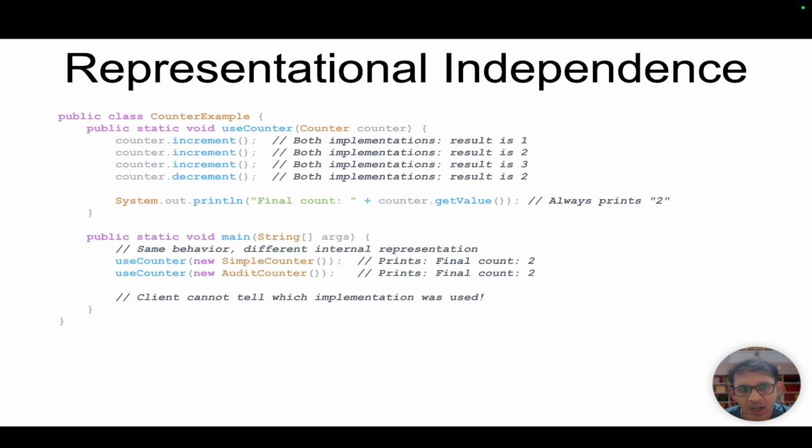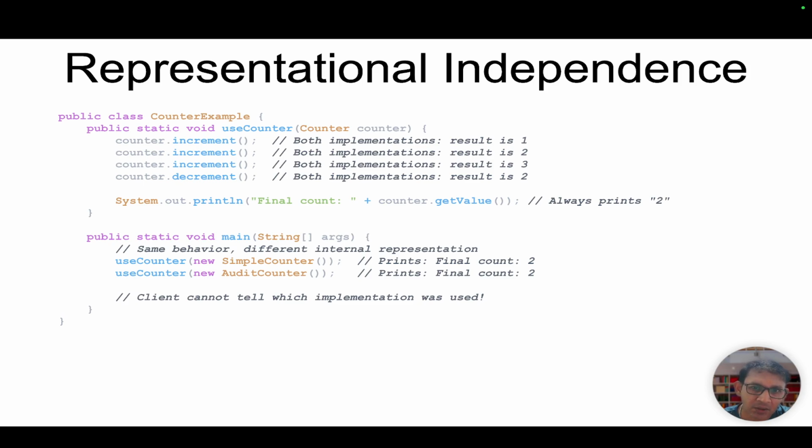Two representations are observationally equivalent if every public operation yields the same observable result on both. A client that cannot distinguish one representation from another is independent of the representation. This means that if I have two different ways of storing the same information internally and clients can't tell the difference through any operation they can perform, then I have achieved representational independence.